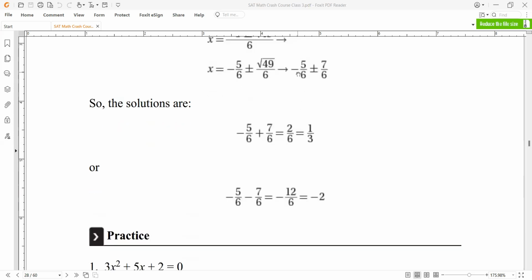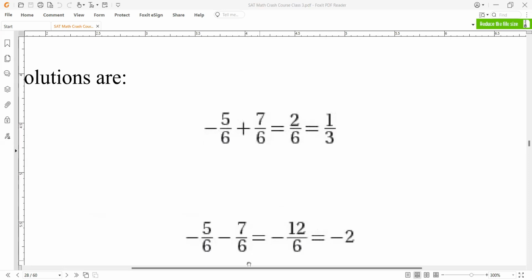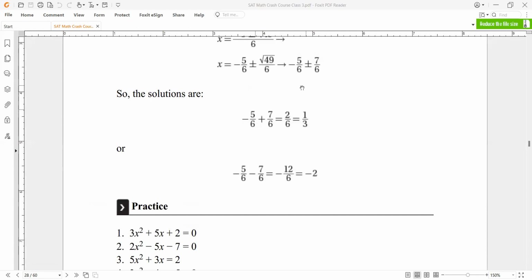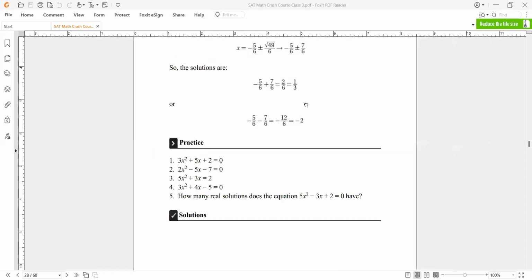So you are just doing negative 5 by 6 plus 7 by 6 in one case, and negative 5 by 6 minus 7 by 6 in another case. You got it? Or you don't get it? And you cannot use a calculator because maybe the calculator is not approved here. I don't exactly remember in which sections the SAT gives you a calculator and in which it doesn't. But you have to build up the habit to do these things without using any kind of calculator. You got me, right?